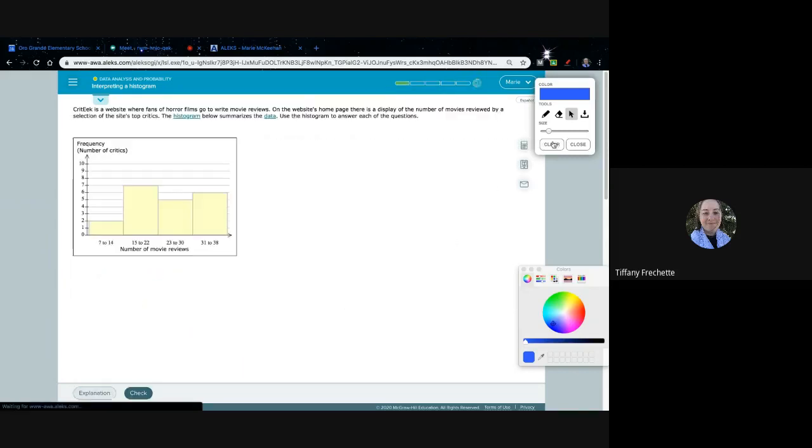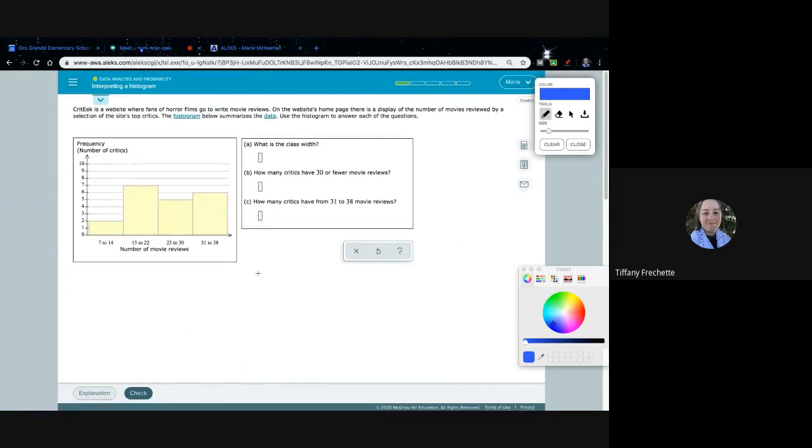All right, let's do the next one here. Critic, I think is how you say that. Critic is a website where fans of horror films go to write movie reviews. On the website's homepage, there is a display of the number of movies reviewed by a selection of the site's top critics. The histogram below summarizes the data. Use the histogram to answer each of the questions.